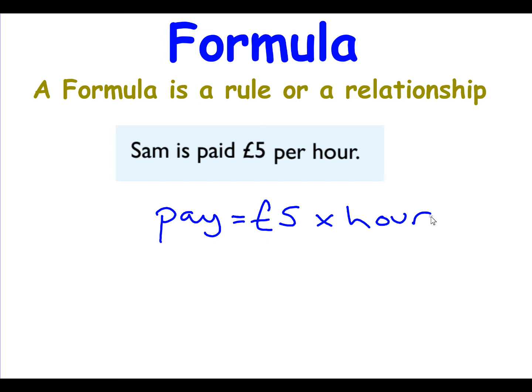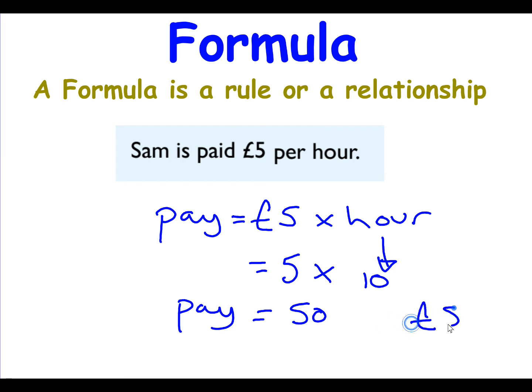Now, it's a formula because we can't do anything with it until such time as you tell me how many hours Sam has actually worked. So if I tell you that he worked a 10-hour shift yesterday, then we can say that 5 times 10 is going to give his pay. So his pay is £50 because we swapped the 10 hours he worked for the number of hours in the formula.